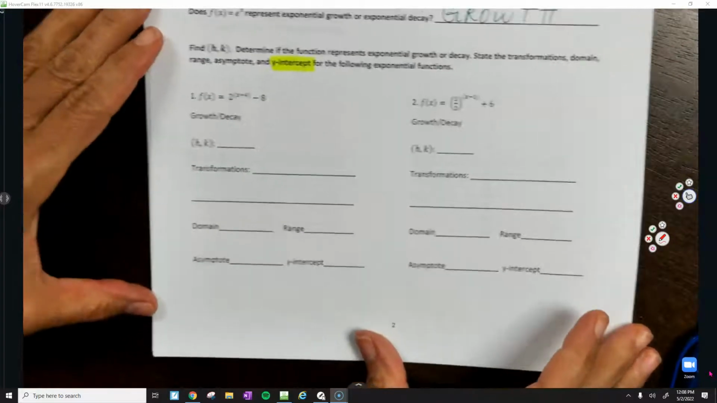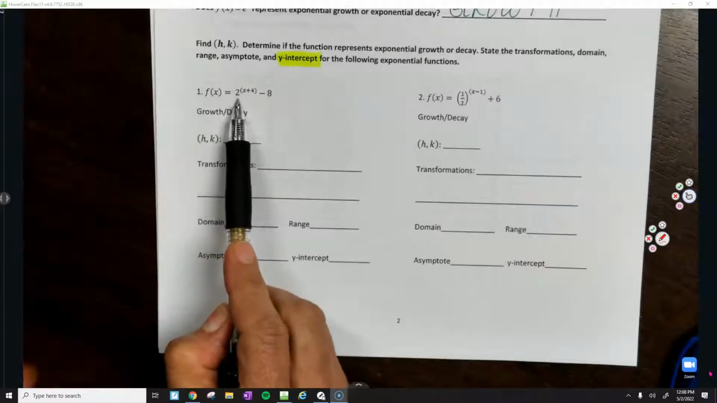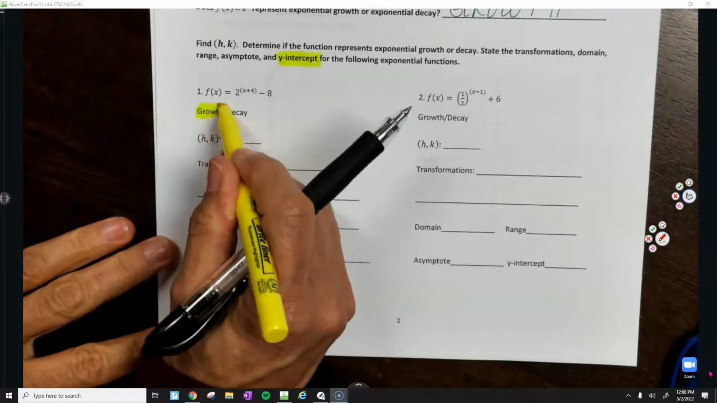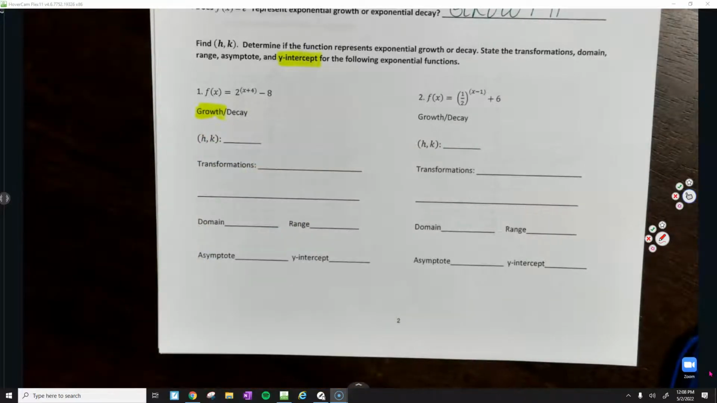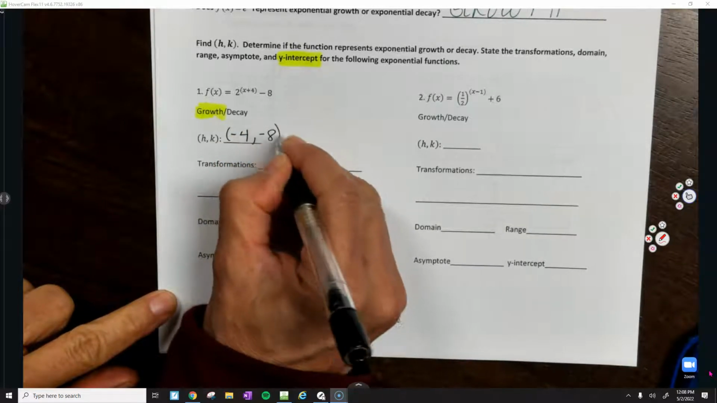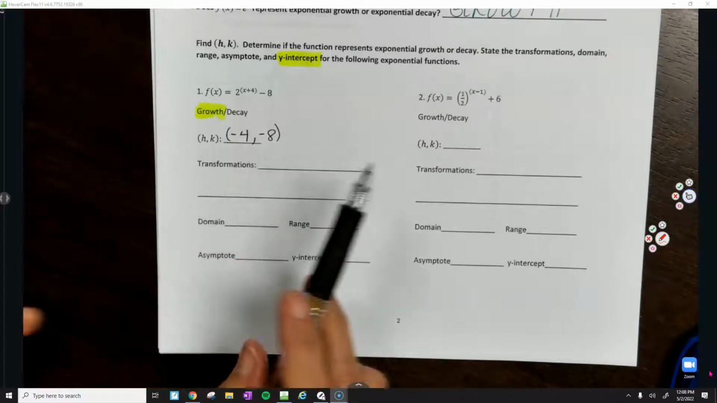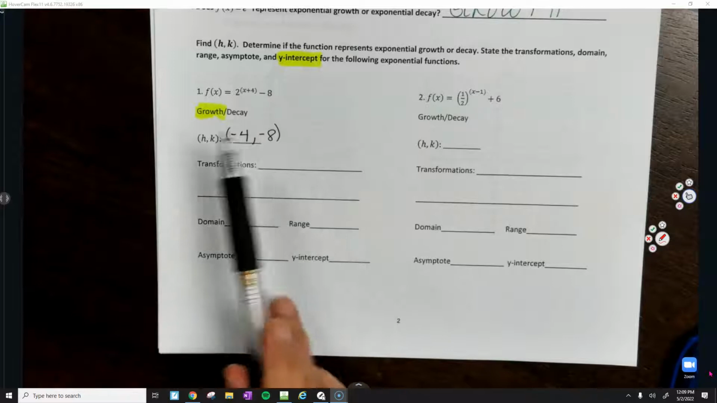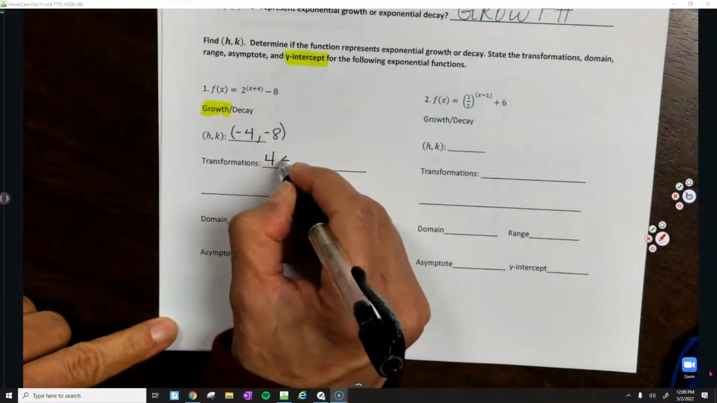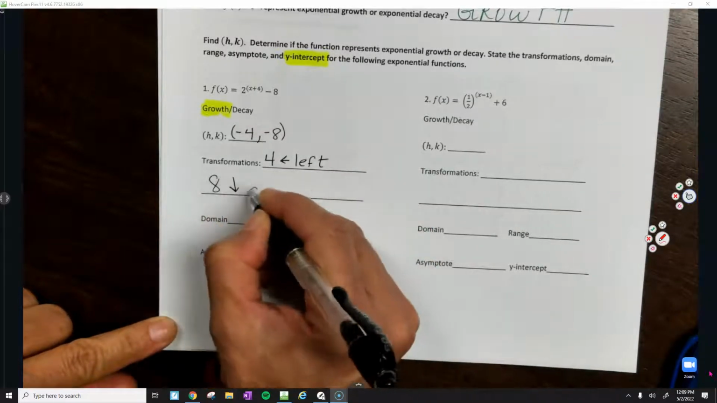All right, let's go ahead and work through example 1. For example 1, we have a base that is greater than 1. The base is a 2. So if the base is a 2, I know that it is a growth function. HK is going to be a -4, -8. Remember, your H is always opposite from what is in the equation. Your transformations, you only have 2 transformations here. This graph is 4 places to the left. And then this graph has been shifted 8 units down.